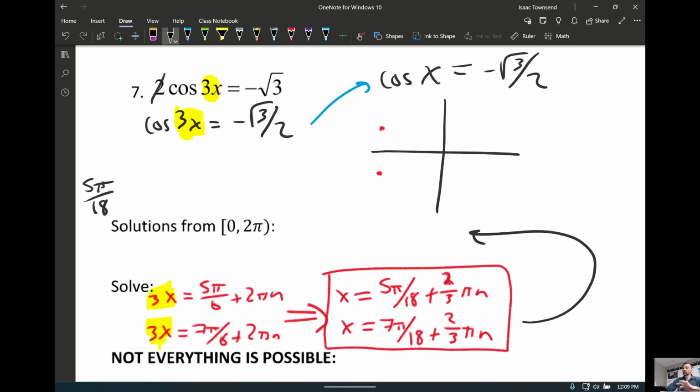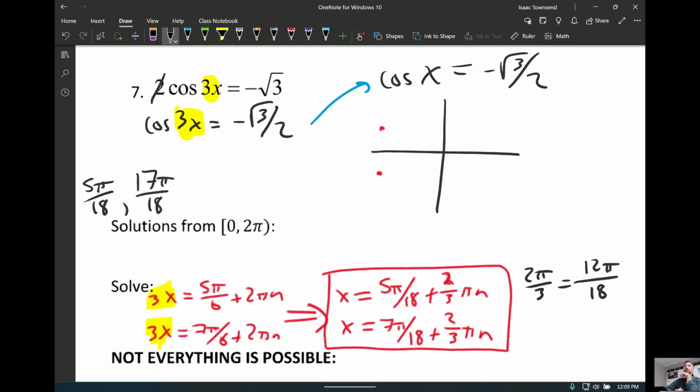And then it says you can get another answer if you add 2 pi over 3 to that. Well, I need a common denominator. So 2 pi thirds is the same thing as 12 pi 18ths, times 6 times 6. So to add 2 pi thirds is the same thing as adding 12 pi 18ths. So 5 pi 18ths plus 12 pi 18ths would be 17 pi 18ths. That's between 0 and 2 pi, so I need to keep it as an answer.